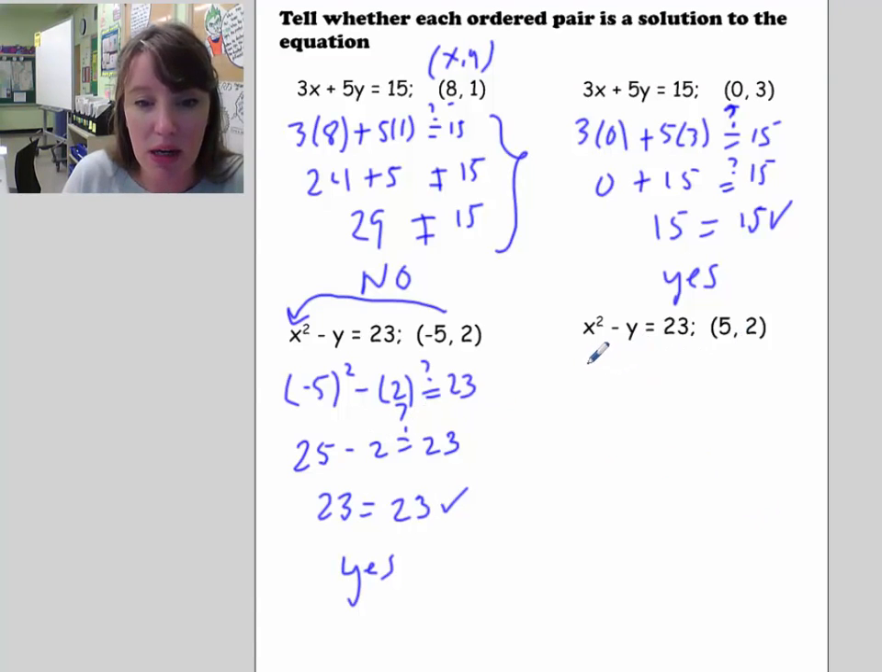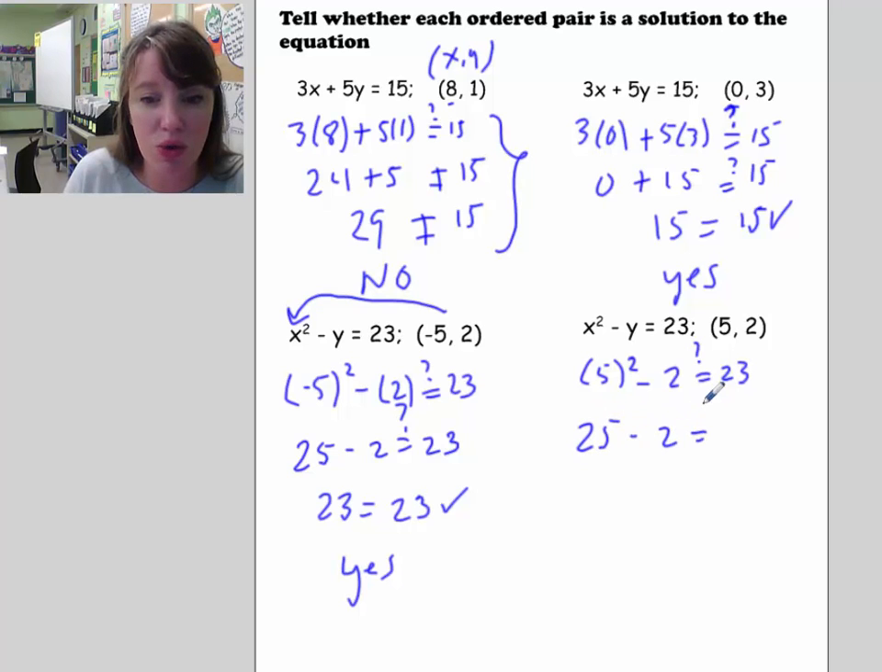Again, just to make sure, I'm going to put parentheses around the 5 squared. I don't really need them, but it's a good habit to get into when you're raising something to a power and you're substituting a value in for the base. So is this true? Well, 25 minus 2, is it true that it's equal to 23? Yes, it's true that those things are equal to each other. So yes, again, these two ordered pairs are solutions to this two variable equation.